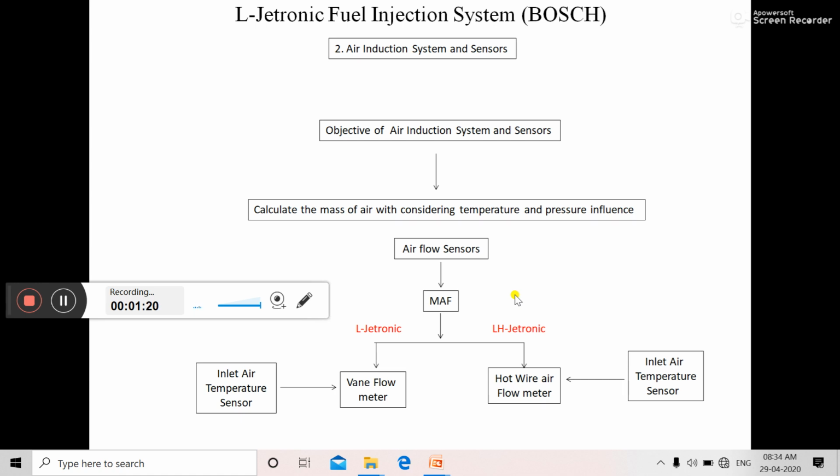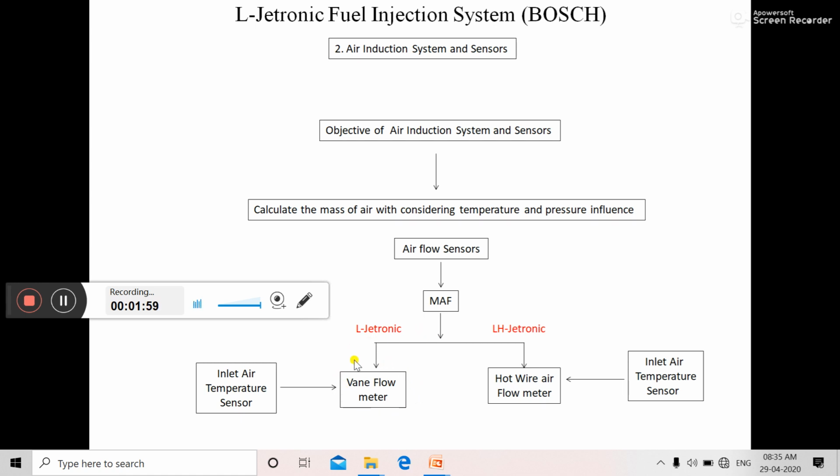There are two types of systems under the L-Jetronic: the basic L-Jetronic, and LH-Jetronic. The difference between these two is that here a hot film or hot wire based MAF sensor is used, and here a baffle plate type, or force based type of sensor, is used. We will see how exactly they differ in construction.